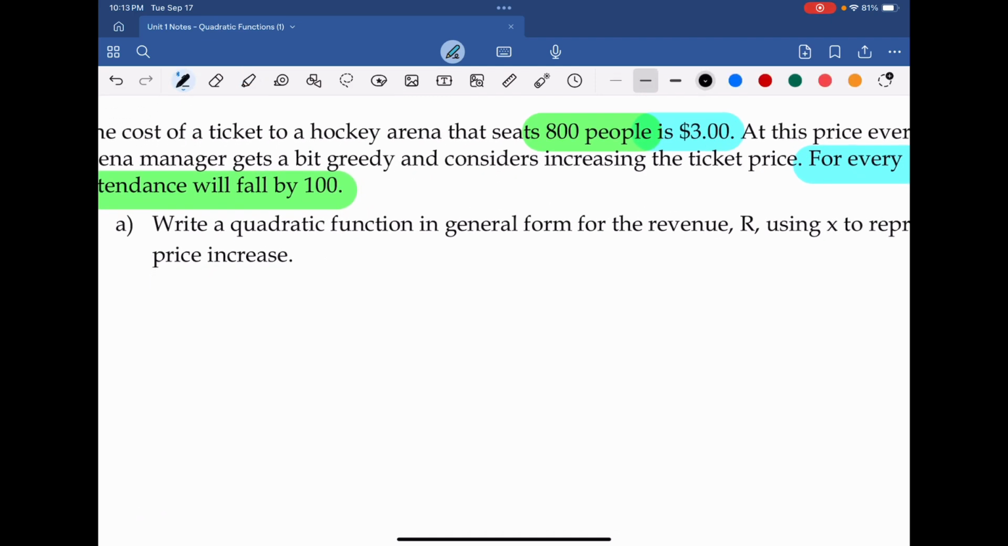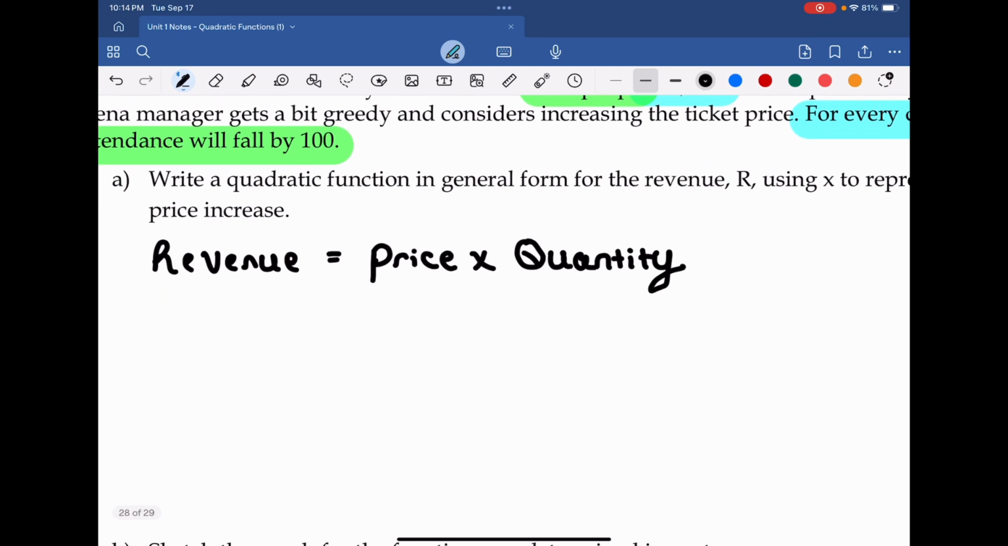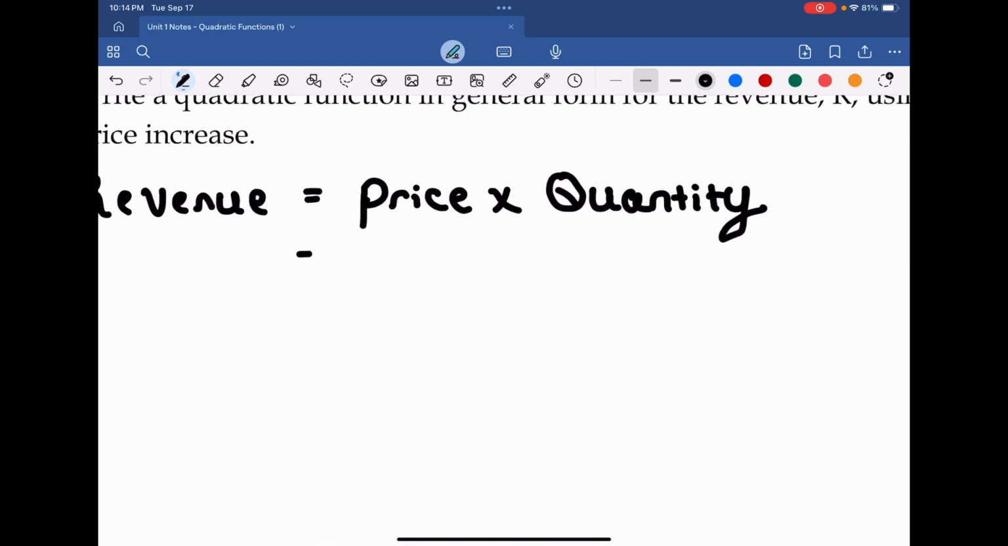But let's make sure we put this together here. We're going to say that the revenue is equal to price multiplied by the quantity. Perfect. Now, if it's revenue equals price times quantity, then what we're going to do from here is put together our brackets. And I always recommend writing a kind of template here of one bracket, the other bracket. They told us the price originally starts at $3, and that for every increase by $1, we see that the attendance falls.